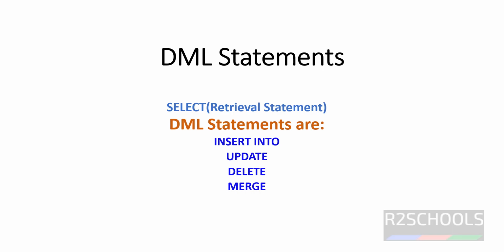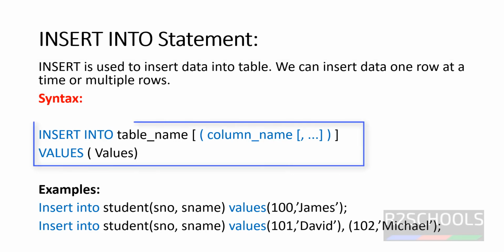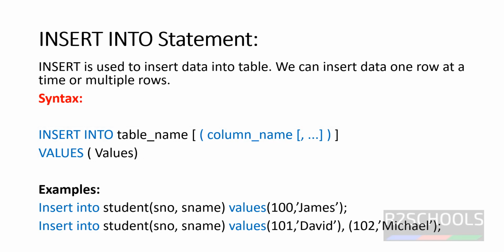First we will see the insert statement. Insert into is used to insert data into a table. You can insert one row at a time or multiple rows to the table. The syntax is: insert into, then we provide the table name, then the column names, which is optional, then values. See the example: suppose you have table student with the column names student number and student name, then we give the values like this. This is one row at a time. But see the next example, where we are inserting multiple rows at a time.